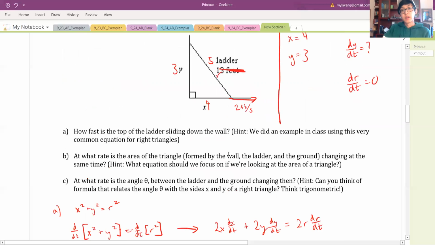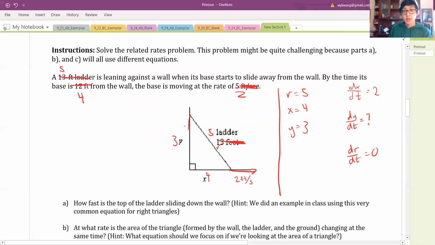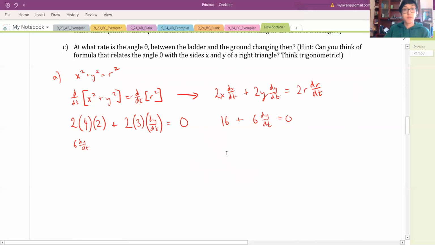Now, one thing we should notice, right? Y is falling down, so we should be getting a negative number. X is going in the positive direction, so that's positive 2. If the ladder was going inwards for some reason, it'd be negative 2. So y should be negative, so let's see if we get that. 6 dy over dt is equal to negative 16, because we're moving the 16 to the other side. So dy over dt is equal to negative 16 over 6.